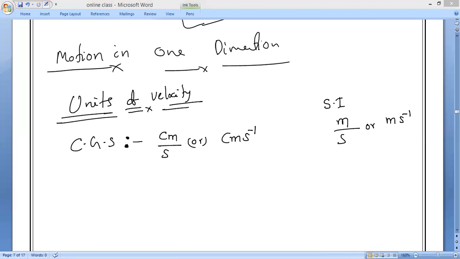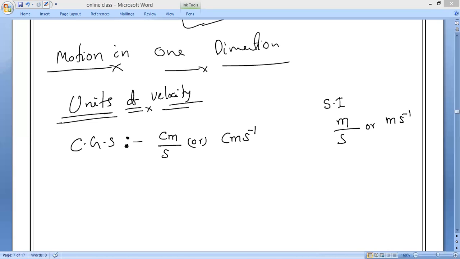Yes, please respond. That is what you have to remember. Speed is also the same and velocity is also the same, and the units are also the same. So what is the only difference? In speed, no direction is talked about, but in velocity, we are talking about direction as well as magnitude. These are the two things which you have to remember.